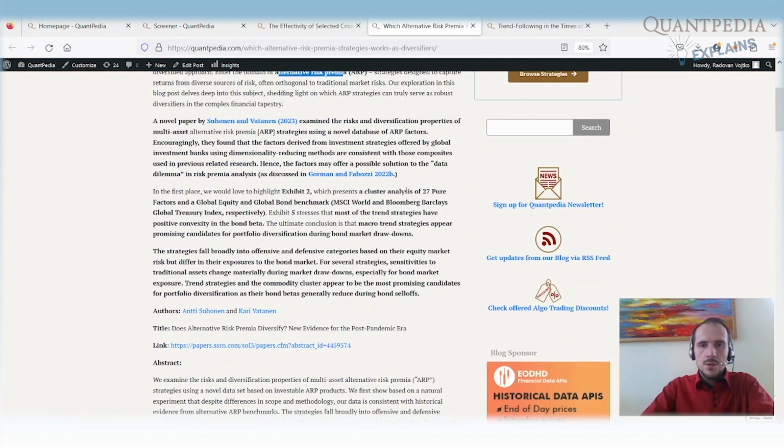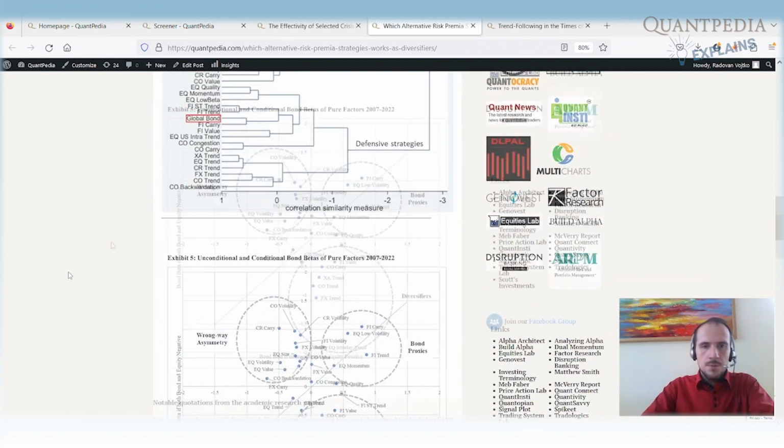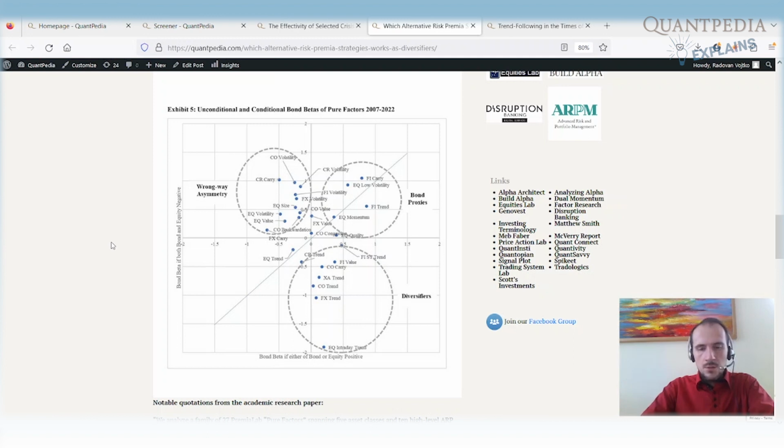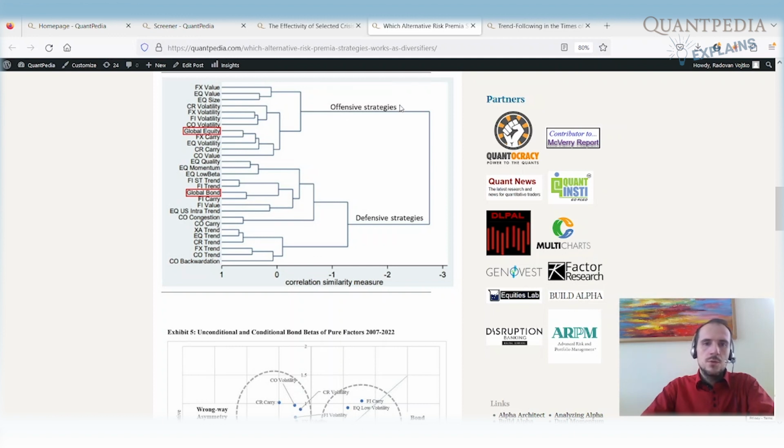So how is this built up? The paper analyzes 27 factor strategies and global equity and global bond benchmarks, so MSCI World and the Bloomberg Barclays Global Treasury Index. It analyzes how sensitive those strategies are to changes in those global bond and global equity indexes. And we have a very nice picture out of that. Those 27 strategies, we can use a clustering algorithm to cluster them into offensive strategies, those that perform well mainly during the growth period, and defensive strategies, those that work very well as a crisis hedge.